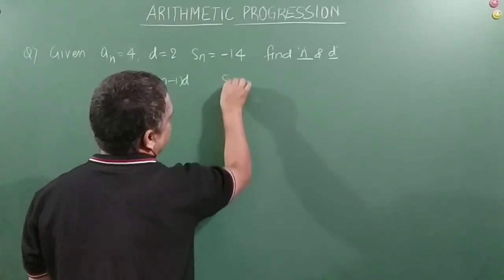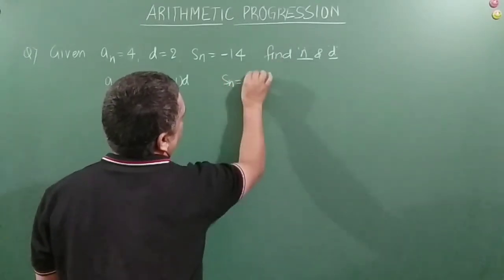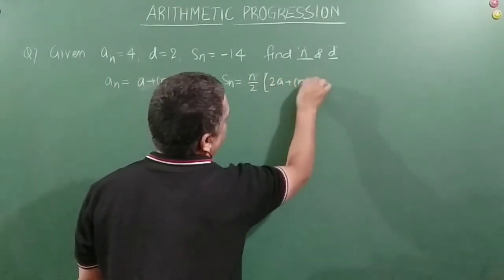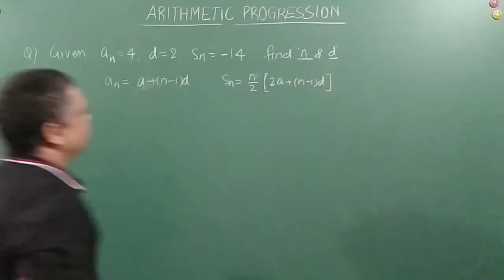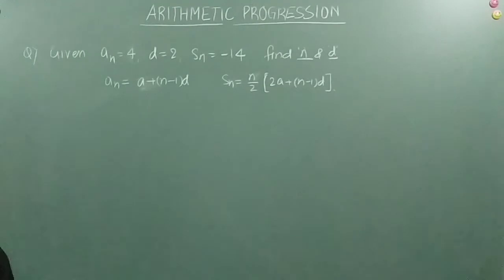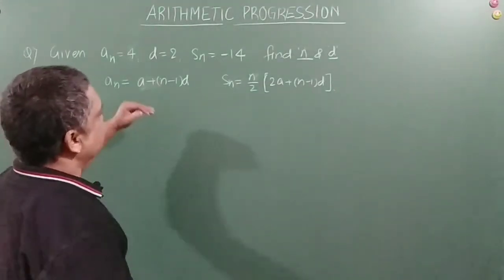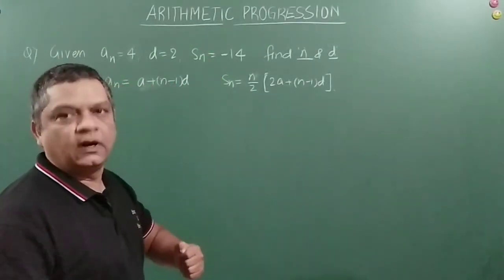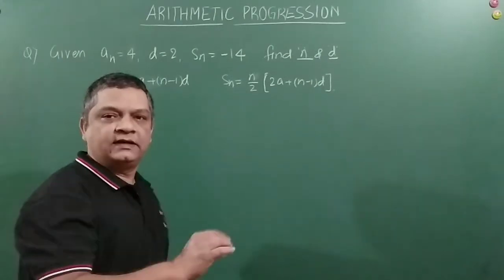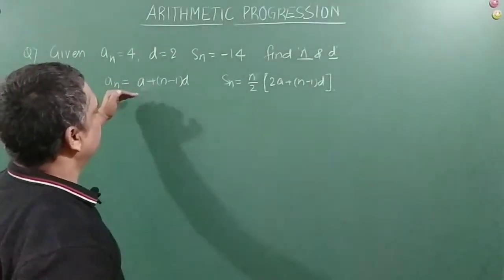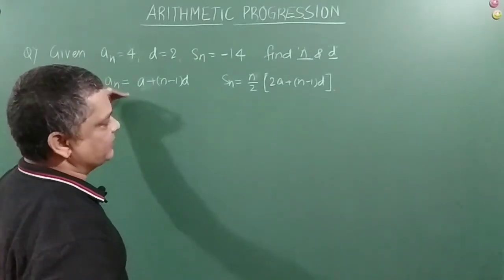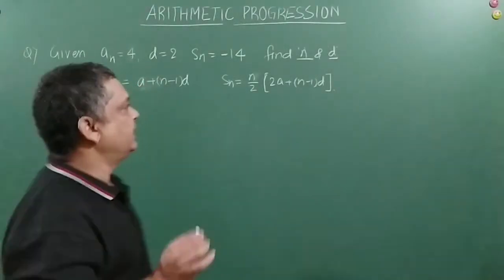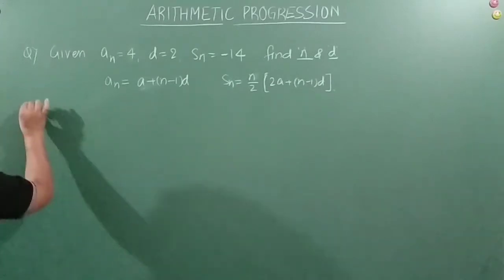And Sn is also given to us. Sn = n/2 [2a + (n - 1)d]. So friends, what we can do is first equate this to -14 and try to find an equation. Then, substituting the value, we'll get one equation from this also, and then we will solve those two equations and find the values of n and d.